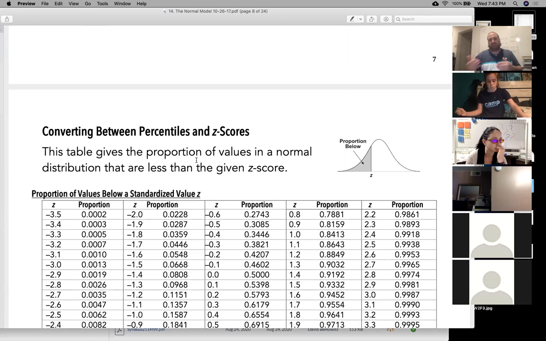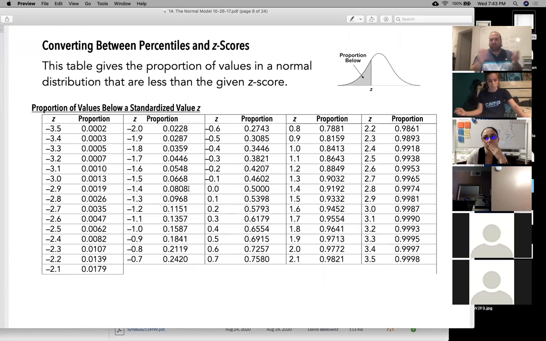We also talked about z-scores to percentiles. We had the chart, we had the calculator, we had the computer. You can use any of them you want. You can bring this chart with you to the test, have your calculator that can do it, or do it on the computer. I don't care. But you should know how to get from the z-score to the percentile.